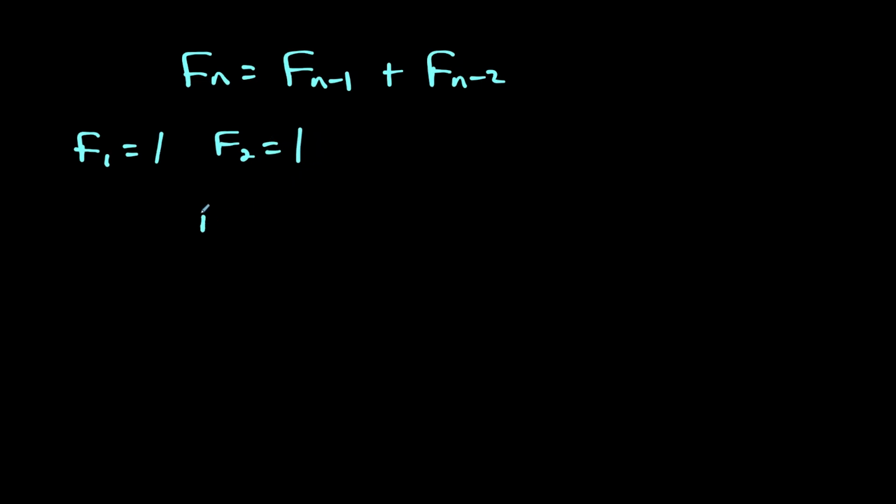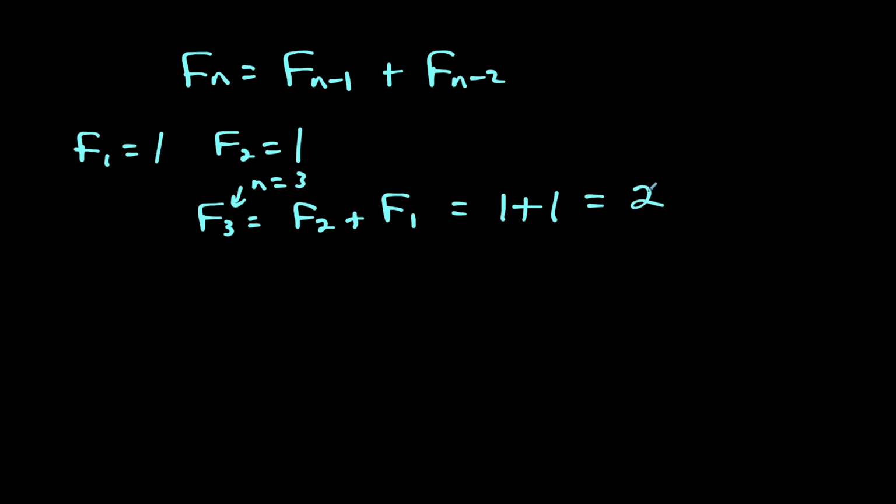So then when we want to find the third Fibonacci number, this is once again n equals 3. That's going to equal f of 3 minus 1 is 2, plus 3 minus 2 is 1, so we'll have f sub 1. So f sub 3 is going to be equal to the sum of these two Fibonacci numbers, and we're going to have 1 plus 1 is equal to 2.